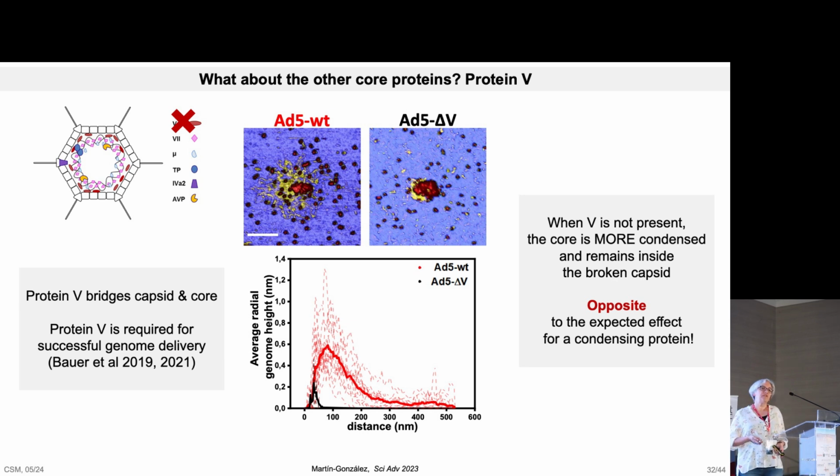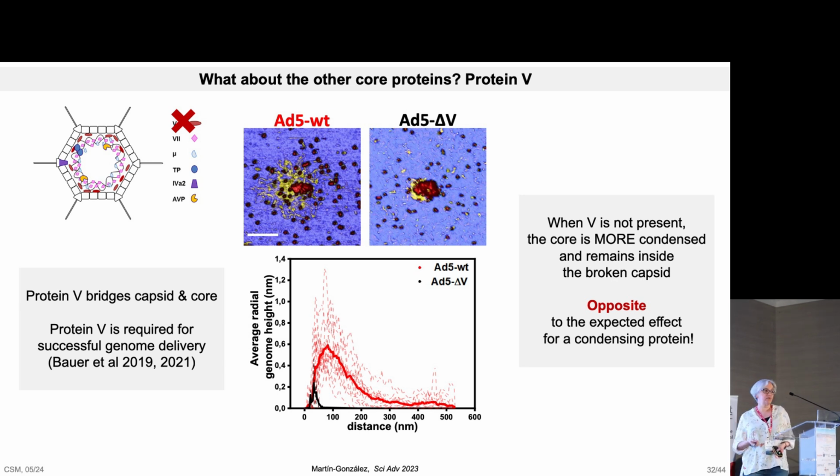What about the other core proteins? So far we have looked at the second one, protein 5. It was known previously that it's located at the periphery of the core, reaching to the capsid, and it is required for successful genome delivery. When 5 is not there, fewer genomes arrive at the nucleus. So remember, this is again a positively charged protein, so we expect the same thing as with protein 7: more internal pressure, less core condensation, and so on and so forth.